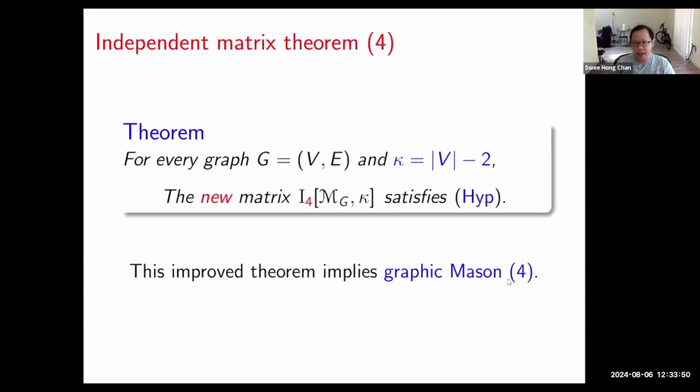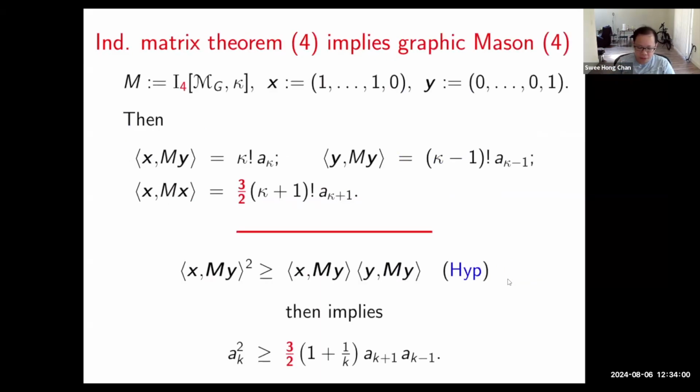And now, again, as you might expect, I claim that this matrix satisfies the hyperbolic property. And if you use this matrix and put it into our tool as before, you will see that once you do all the calculations, at the end, the number 3 over 2 will come up rather than the 1 plus 1 over n minus k. And that implies Mason 4 for graphical matroid. For general matroid, the number will be different. But otherwise, the proof remains the same.